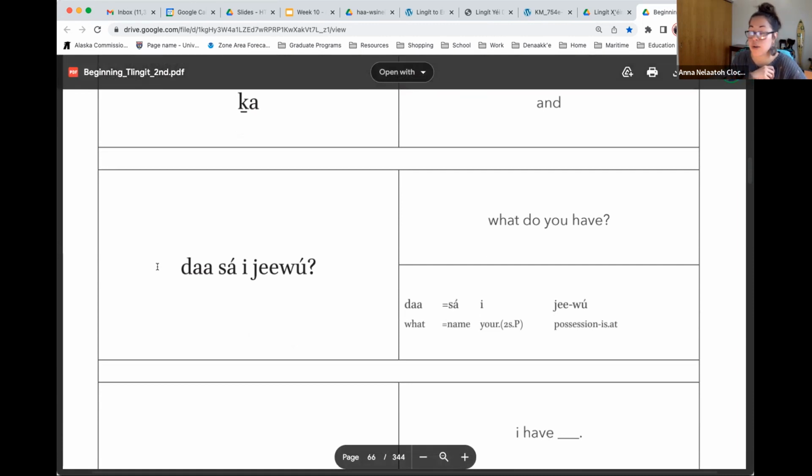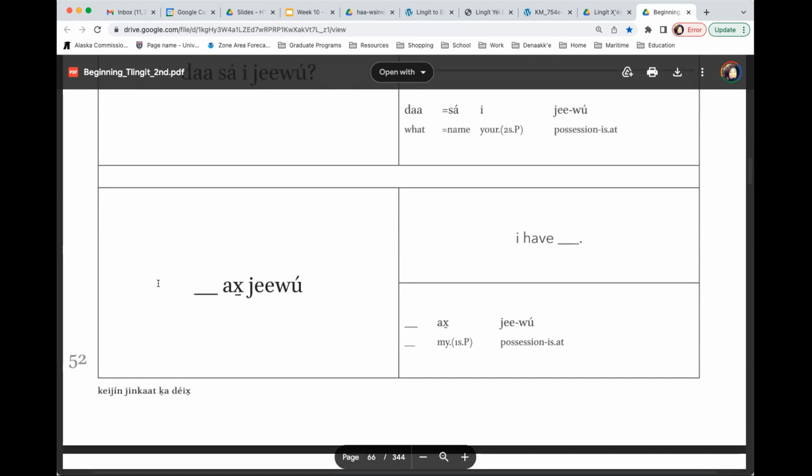Dasa i jeewú. Quasta ach jeewú. One more time. Quasta ach jeewú.